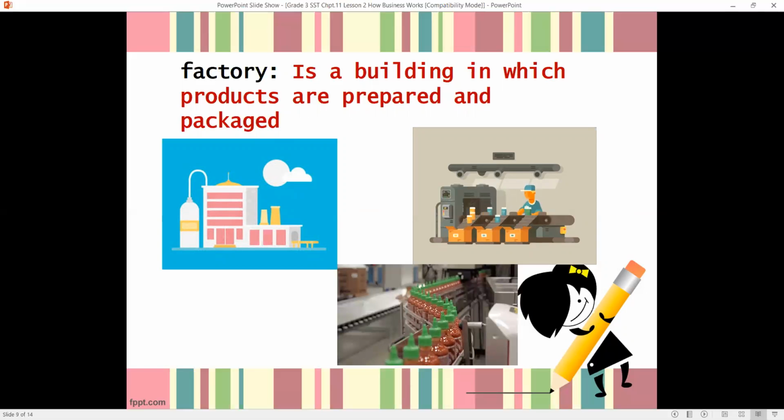And in this first picture over here with the blue background, this is a picture of a factory. Here the goods are being packed, and here the ready bottles are going into the boxes. Everything is so systematically done.